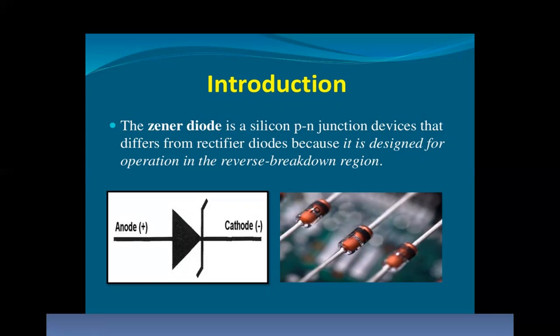Or we can say that the definition for the Zener is: a properly doped crystal diode which has a sharp breakdown voltage is known as a Zener diode. So this is the symbol. It looks like a Z, not exactly Z, because exactly Z stands for the other symbolic representation of the diode. So a Zener diode is a silicon PN junction device that differs from the rectifier diodes, the normal diodes, because it is designed for operation in the reverse breakdown only.